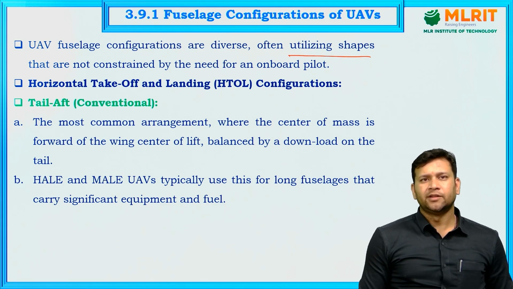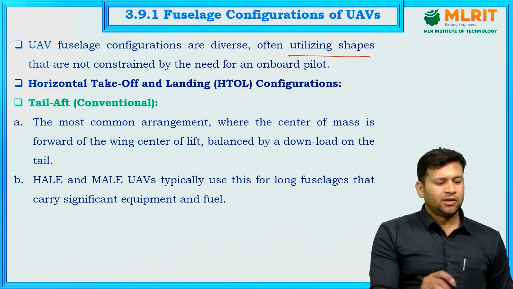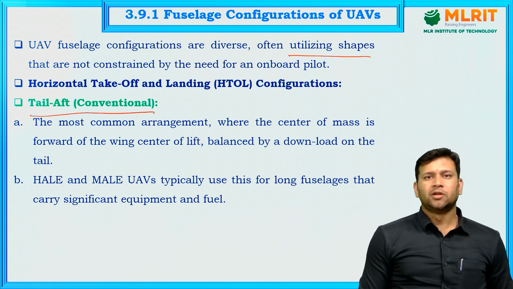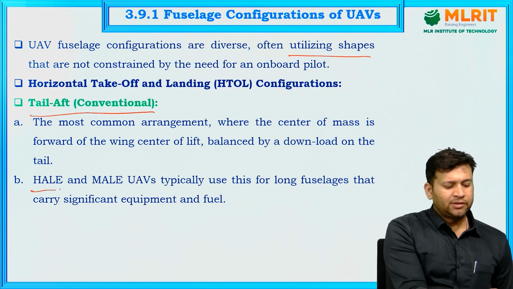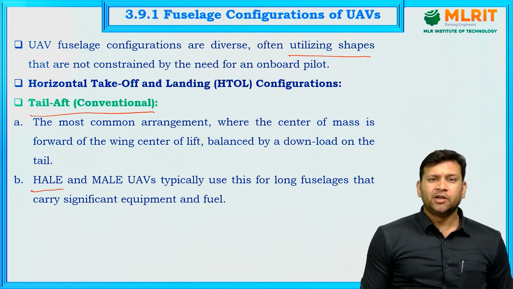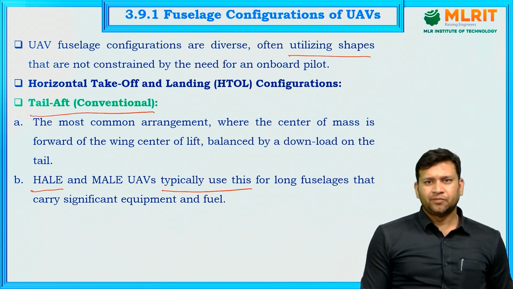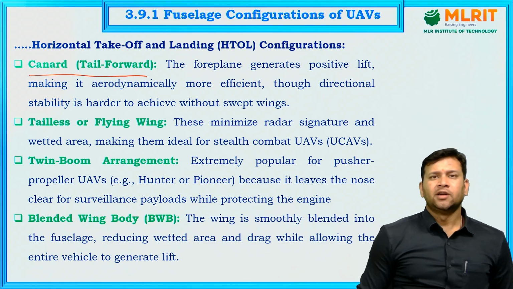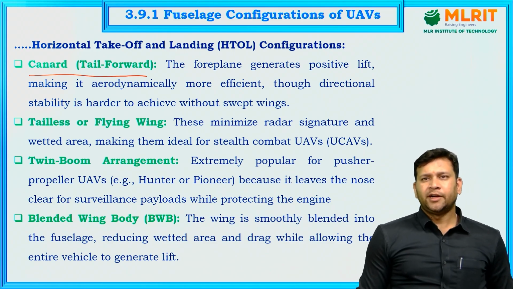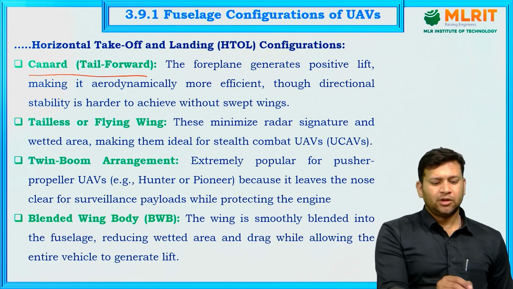The very first category in this is horizontal takeoff and landing configurations, which is the tail aft configuration. The most common arrangement where the center of mass is forward of the wing center of lift, balanced by a down load on the tail. High altitude, long endurance unmanned aerial vehicles and medium altitude, long endurance unmanned aerial vehicles typically use this configuration, a long fuselage that carries significant equipment and fuel. The second category is canard, tail forward. The foreplane generates positive lift, making it aerodynamically more efficient, with directional stability, which is harder to achieve without swept wings.